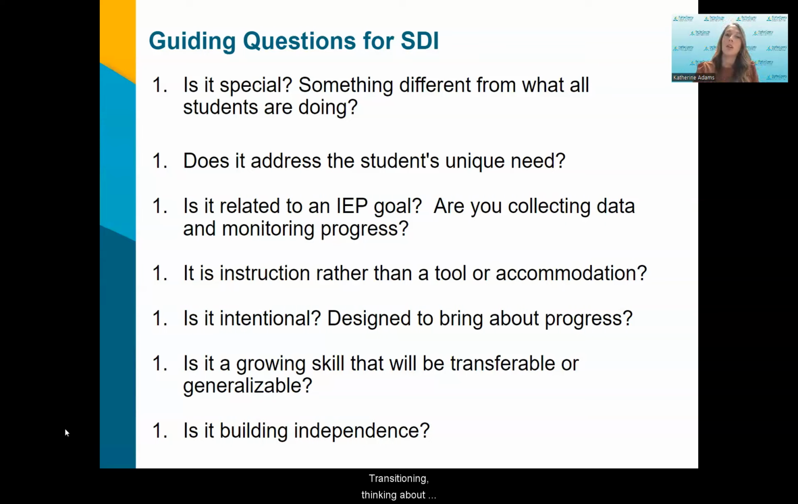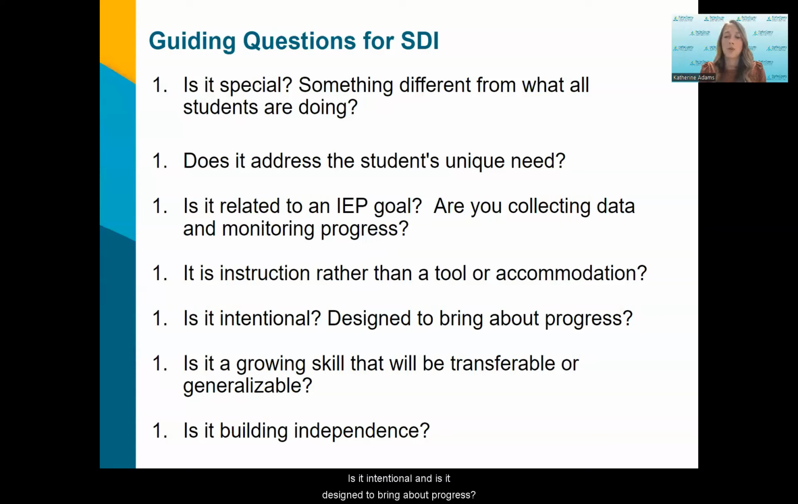In transitioning, thinking about specially designed instruction, we often implement some of these guiding questions to determine where we're going with specially designed instruction. So in planning, is it something special? Is it something different from what all the other students are doing? Is it unique? Does it address the students' unique needs? Is it connected or related to an IEP goal where we're collecting data and monitoring student progress? Is it truly instruction rather than a tool or an accommodation?